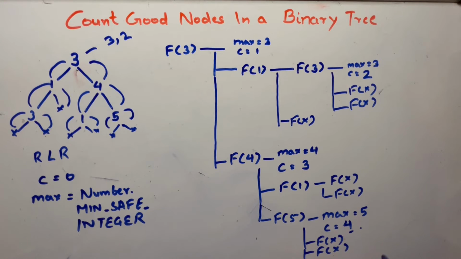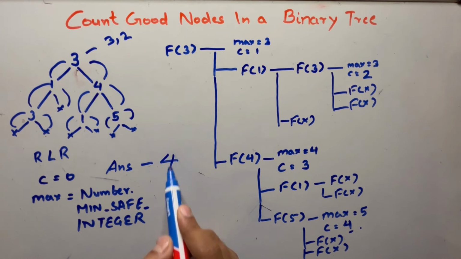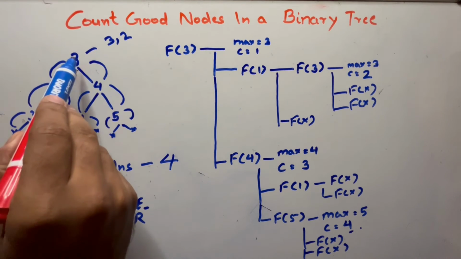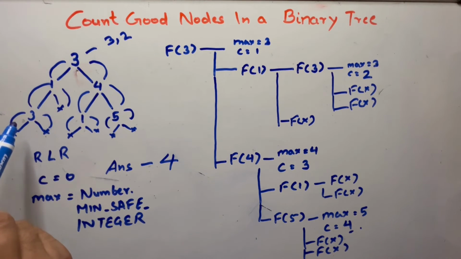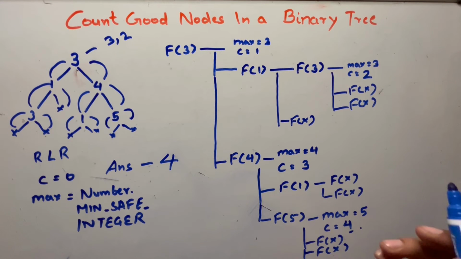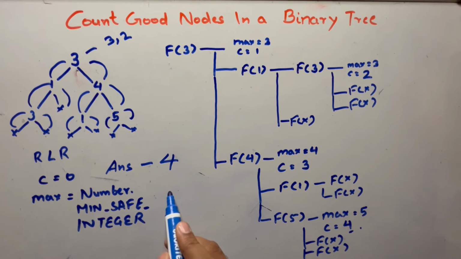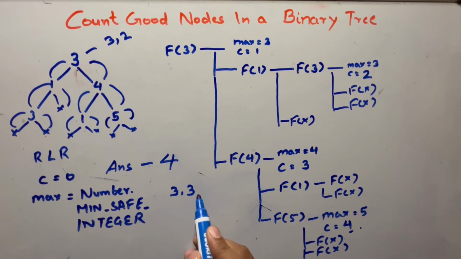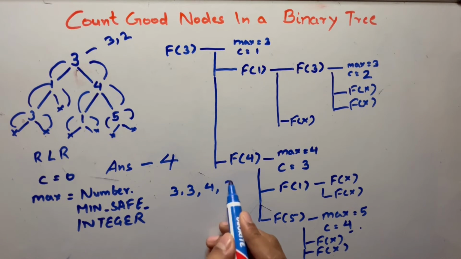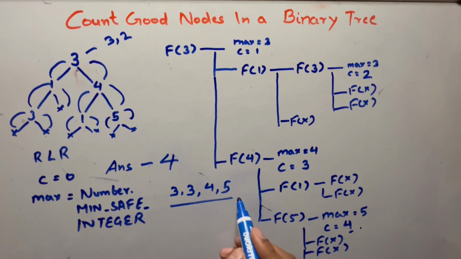So this will also return the call back to the parent caller, and finally the answer that we will get is the number of good nodes. This is the counter that is storing the number of good nodes. So the answer will be that the number of good nodes is 4. Cool. Because this 3, 2, and this 4 and 5. So the good nodes were 3, basically we had 3 two times, then 4 and then 5. So these were the number of good nodes.